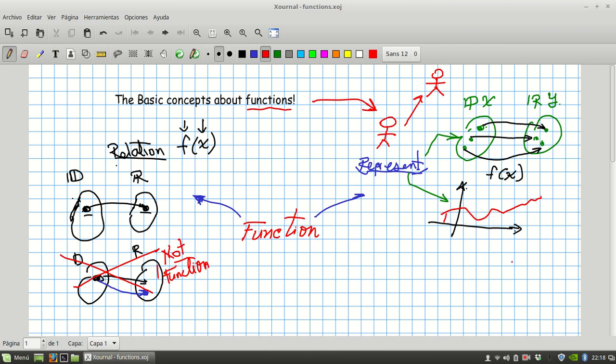For example, when you have a graph of this form, we may say that this is not a function. Why is it not a function? Because for one element of the domain, this point, there are two elements of the range. So, sorry, not a function.